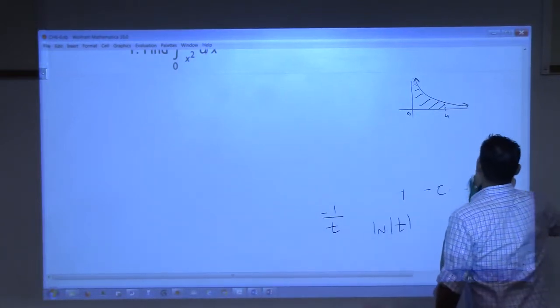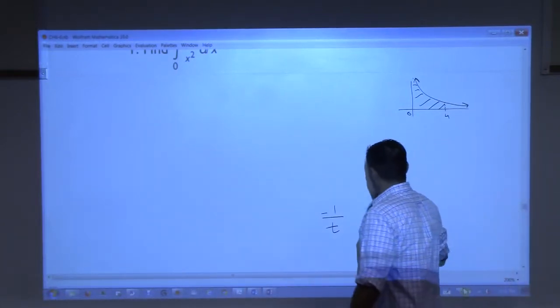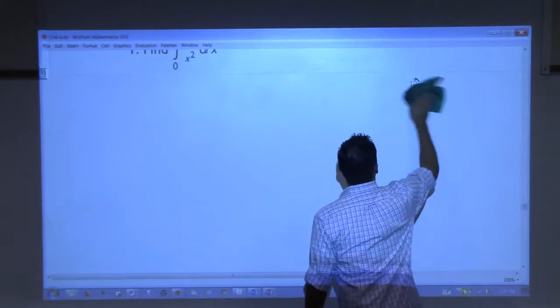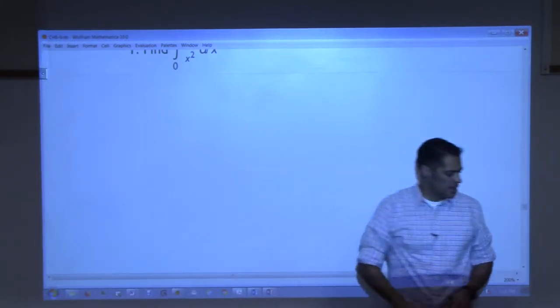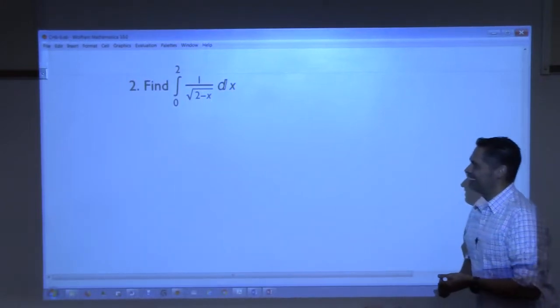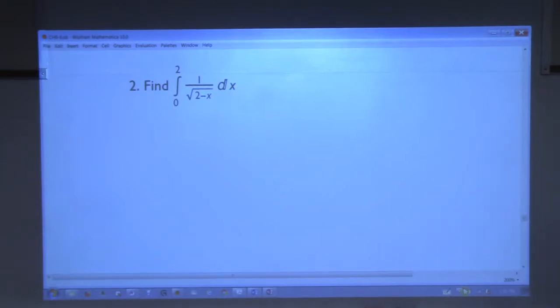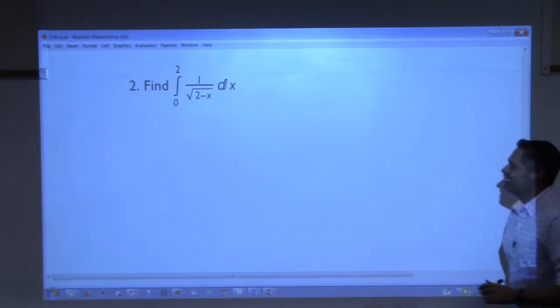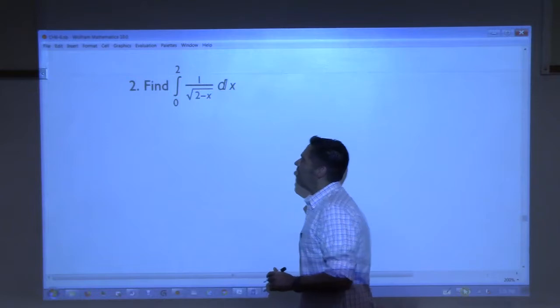Do you use graphs? The natural log function and these power functions, yes. How long have you been teaching for again? This is my first semester. Long enough. Long enough. Okay.